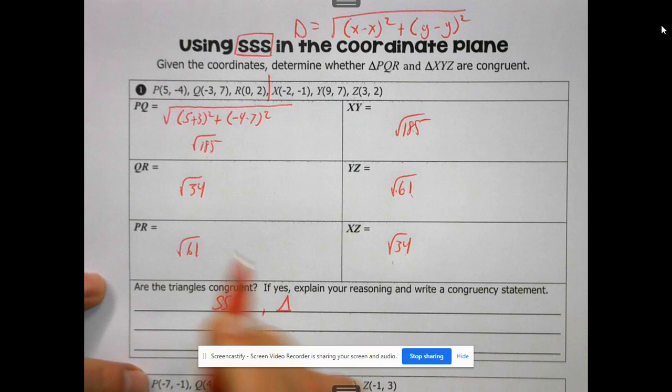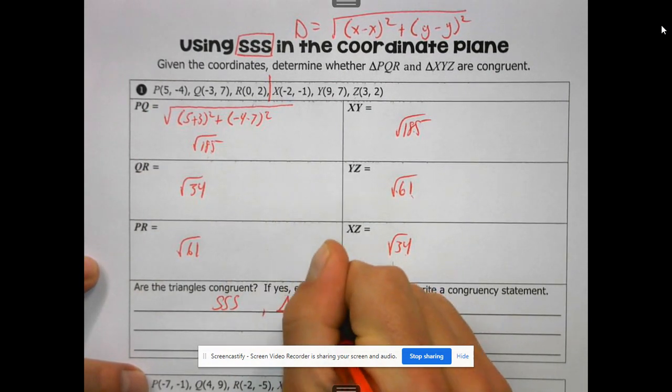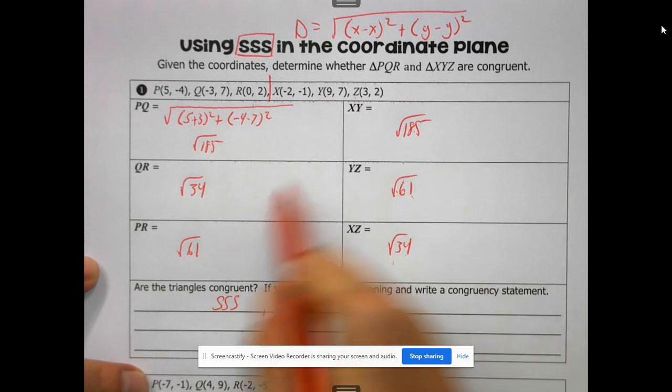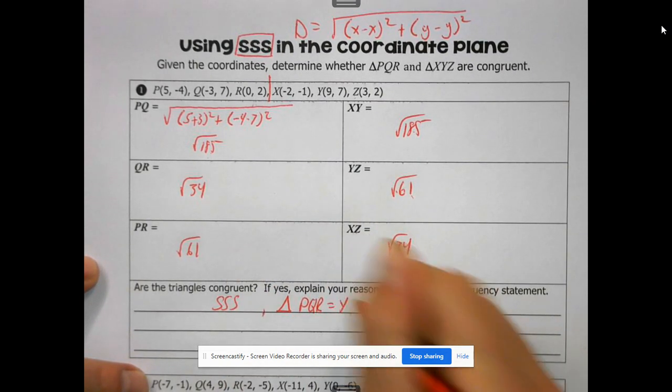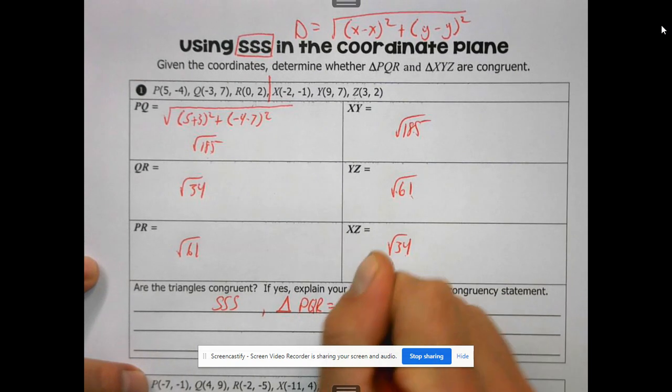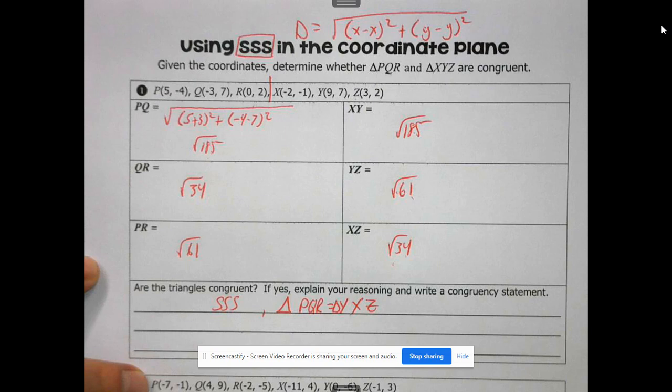Congruency statement. I'll go PQR. And according to my results, P is going to match with Y. Q matches with X. Ooh, I forgot my triangle. And then R matches with Z.